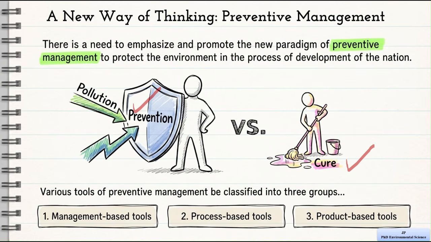Tools of preventive management. It uses different types of tools. First is management based tools. These focus on planning and policies. Examples: environmental impact assessment, environmental management systems. Process based tools. These focus on improving production processes. Examples: cleaner production techniques, reducing waste during manufacturing. Product-based tools. These focus on the product itself. Examples: eco-friendly products, recyclable materials.